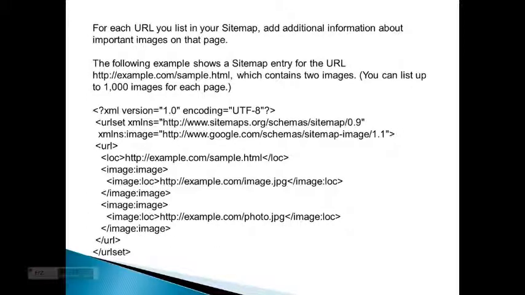For each URL you're listing in your sitemap, add additional information about important images on that page. The following example shows a sitemap entry for the URL example.com/sample.html, which contains 2 images. You can list up to 1,000 images for each page. The code listed below is the proper code, and as you can see there are 2 images in here, image.jpg and photo.jpg.